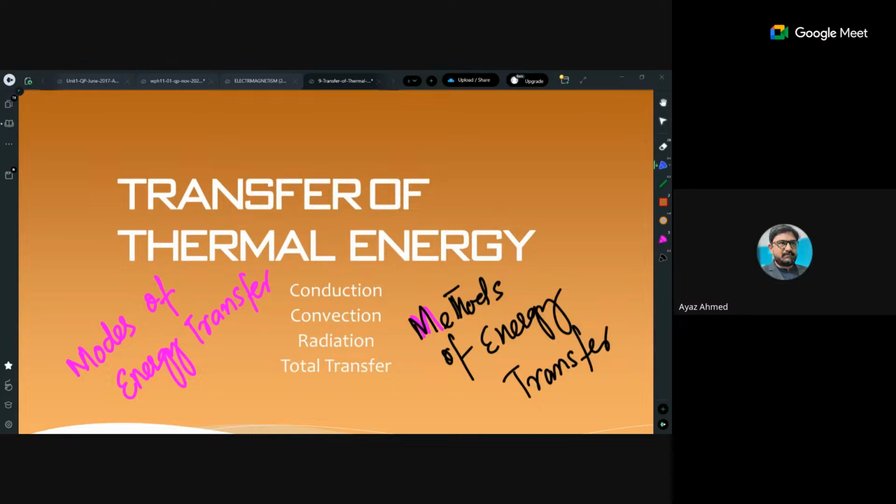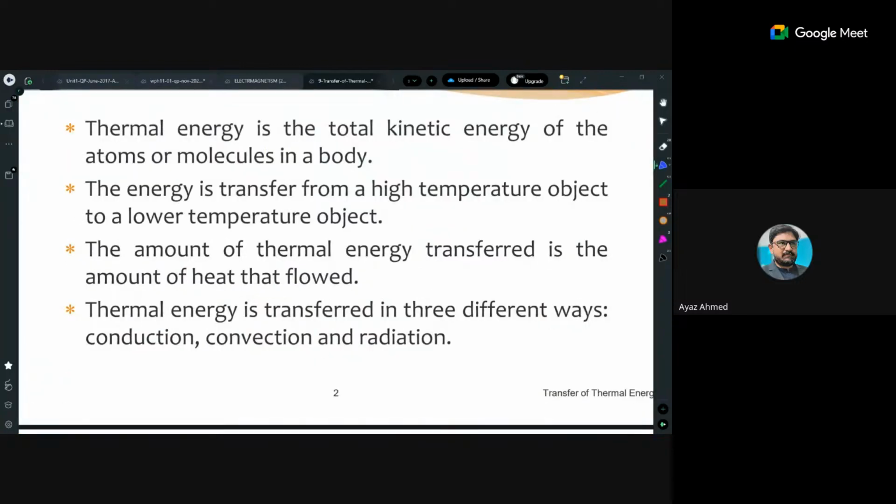For example, what are the modes? One of them is conduction, convection, and radiation. So that is the total transfer in which all the energy will be transferred from one point to another point. When we talk about this, there are three states of matter. So depending upon the matter state and the availability of the molecules or particles inside the medium, we have to discuss whether the heat energy will be transferred or how the heat energy or thermal energy will be transferred in the material.